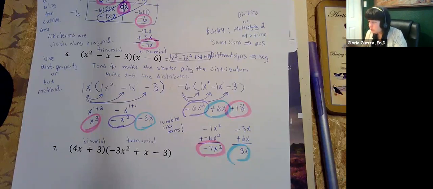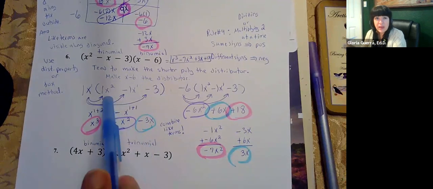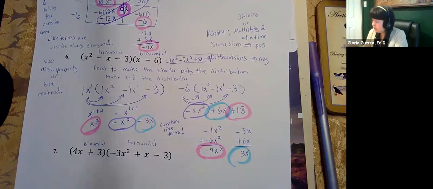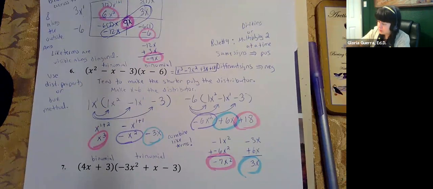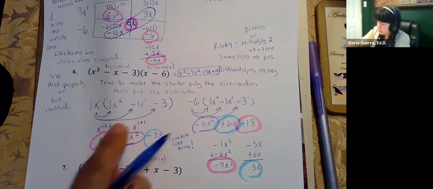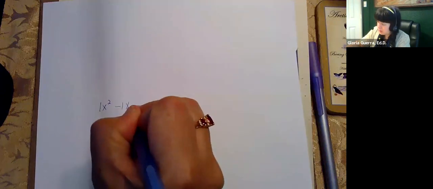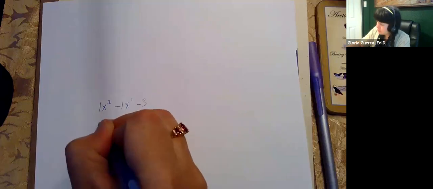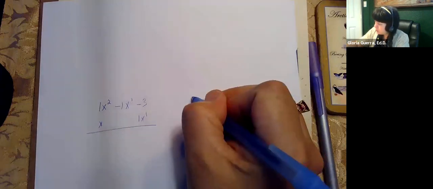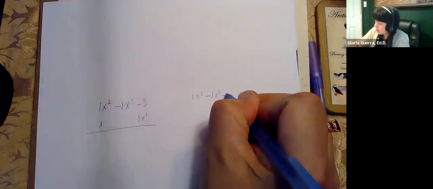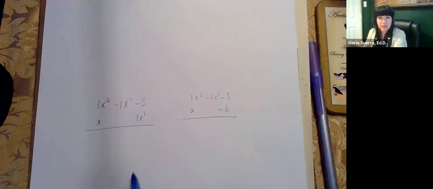The other thing I was going to tell you about distributive property, I'm going to show you in the back. This is setting it up horizontally. I have seen some books set it up like this: x squared minus 1x to the first power minus 3, and they do this times 1x to the first power, and then the same trinomial times negative 6. I have seen books before set it up like that.